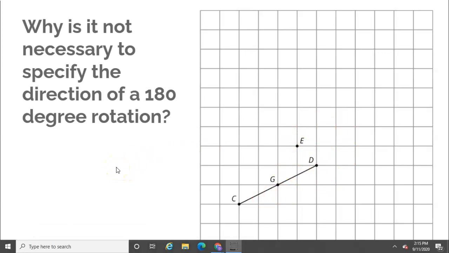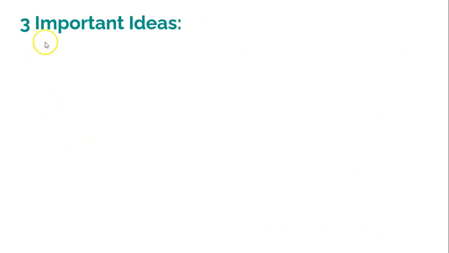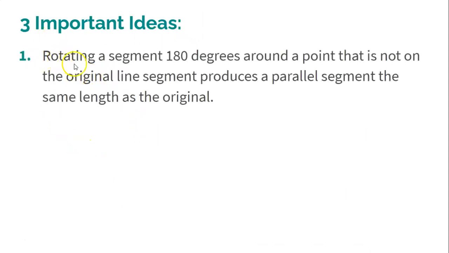Okay? So then you had number 4 in your book. It says, what happens when you rotate a segment 180 degrees around a point? Okay, so let's take a look at that. There are 3 important ideas about this question. One, rotating a segment 180 degrees around a point that is not on the original line segment produces a parallel segment of the same length as the original. We saw that when we did number 2 in our book. It just made those parallel.